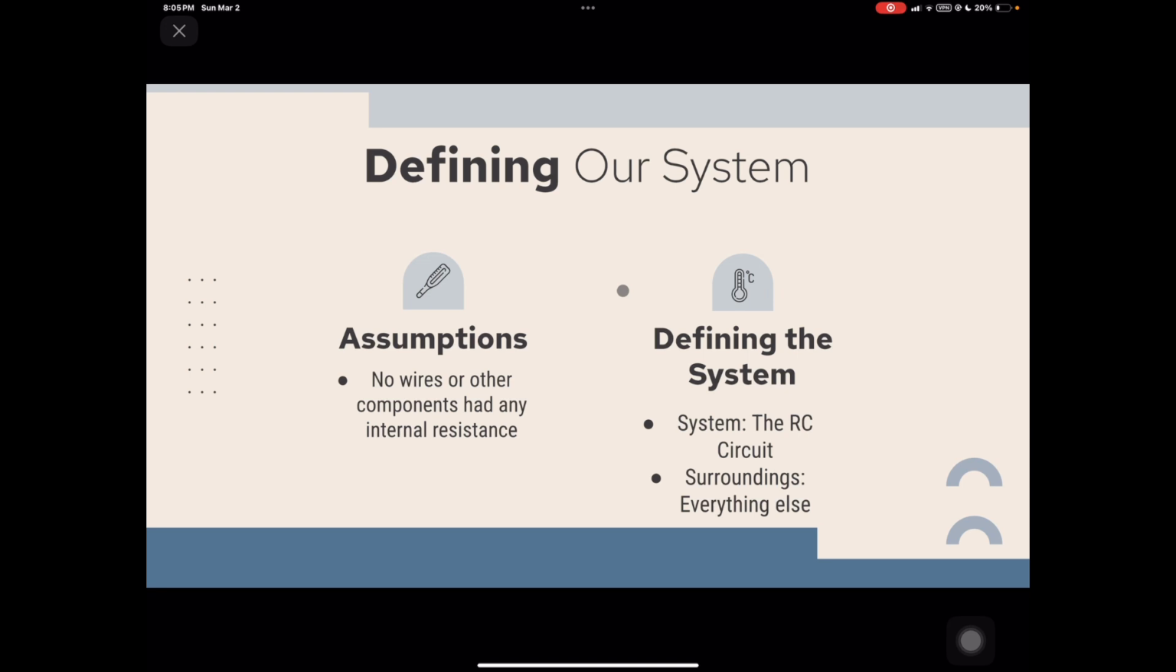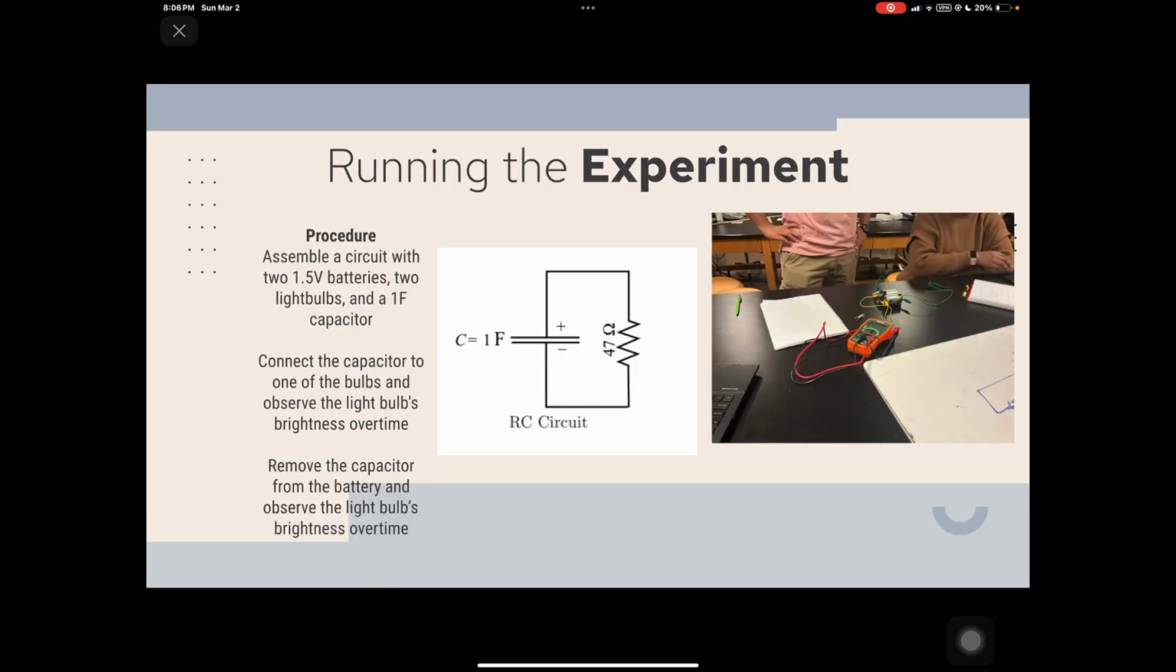For our second system, we assumed that no wires or other components had any internal resistance as well, and we see that the system is still the circuit, the RC circuit this time, and the surroundings are still everything else. So our procedure for experiment 2 was we assembled a circuit like the one you see here with 2 1.5 volt batteries, 2 light bulbs, and a 1F capacitor. And then we connected the capacitor to one of the bulbs and observed the light bulb's brightness over time.